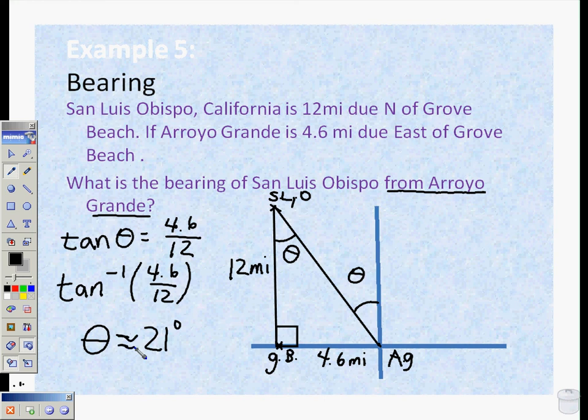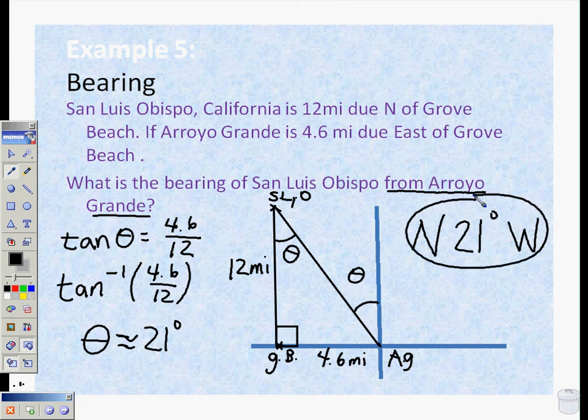So when we're constructing our bearing, we're going in a generally northern direction, and it's 21 degrees, and we are going west of north, so more in a westerly direction. So there we go. North, 21 degrees west is our bearing to get from Arroyo Grande to San Luis Obispo.